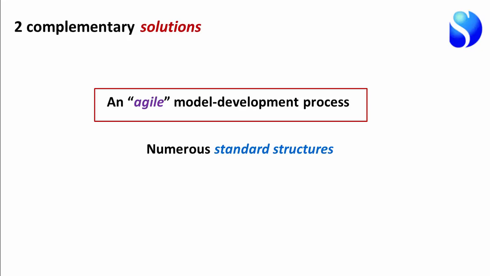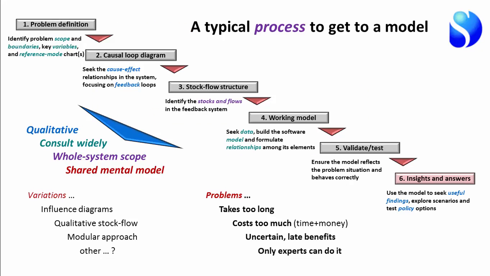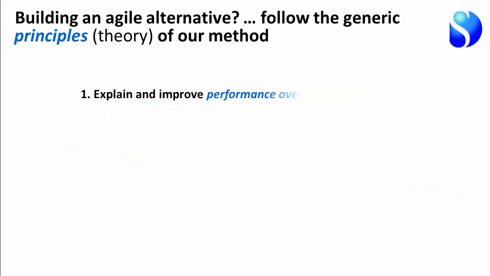But the thing about that diagram I showed you is it looks like a photocopy of what used to be called the waterfall method of IT development, right? That's exactly how IT systems used to be developed up to the 1970s and 80s. And they don't do that much anymore. And they stopped doing it because it took too long, it cost too much, you get uncertain and late benefits, and only experts could do it, right? So the IT world seems to have been here before us.